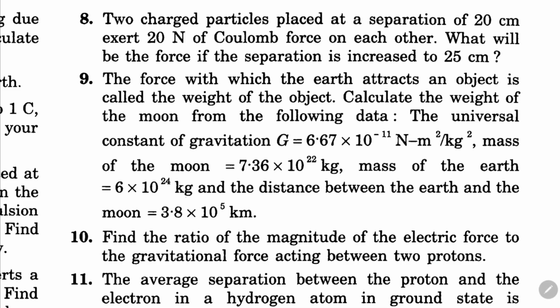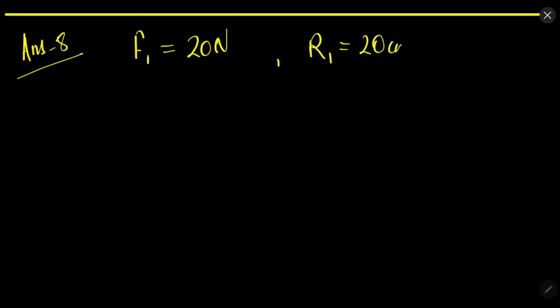Question 8. So now we have two charged particles and they are separated by 20 centimeters. So the distance between them is 20 centimeter and the force is 20 Newton between them. So now what will happen if the separation is increased to 25 centimeter? So the first situation is force is 20 Newton and the distance is 20 centimeter. And in the second situation the force is unknown but the distance is increased to 25 centimeter.